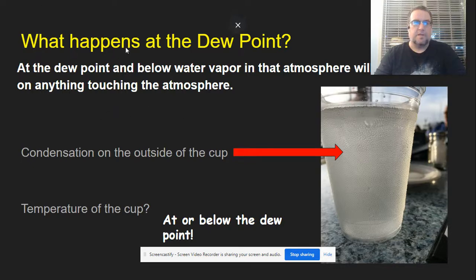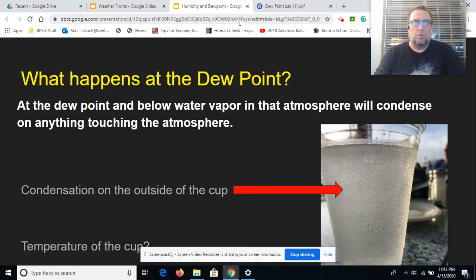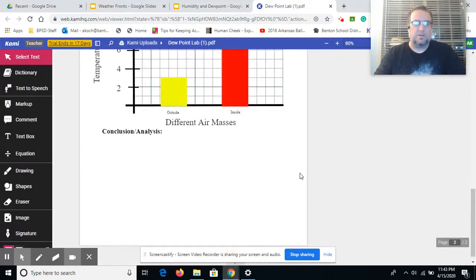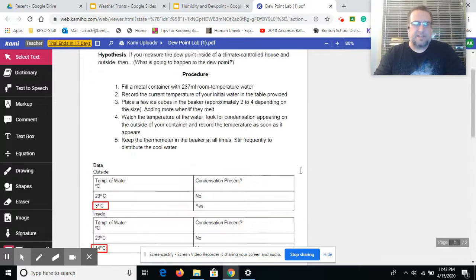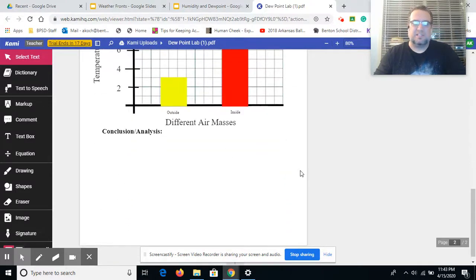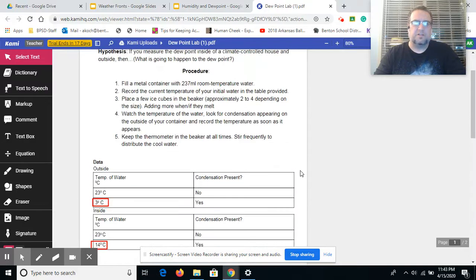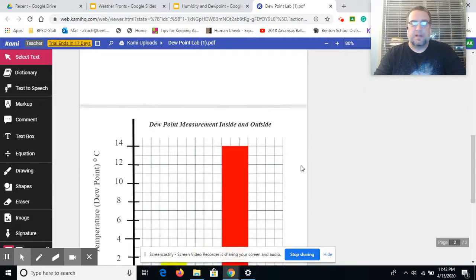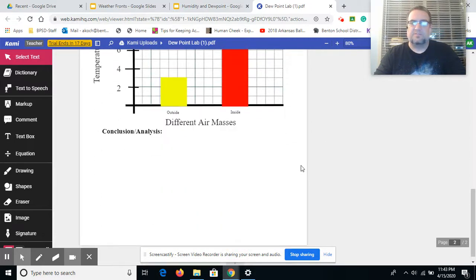All right. So now we've got to figure out what's actually happening here. When we finish an experiment, we do a conclusion or analysis to try and figure out what happened. Did we actually see different dew points in different air masses? What was the actual answer to our research question, which was, how does dew point change between two different air masses? All right, so we always start this with, first off, was our hypothesis correct?